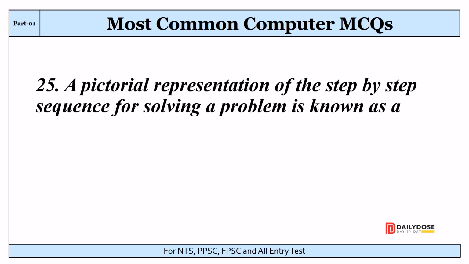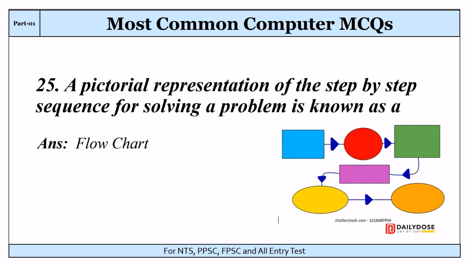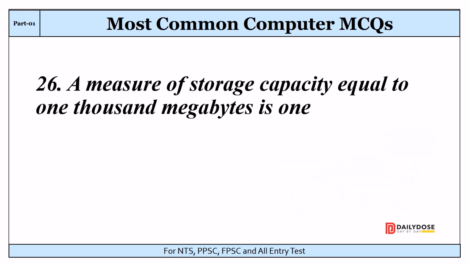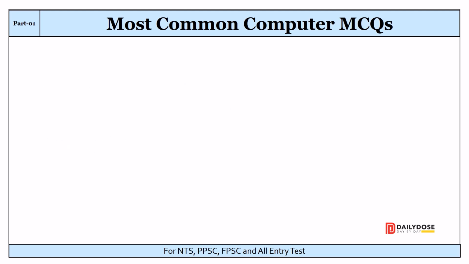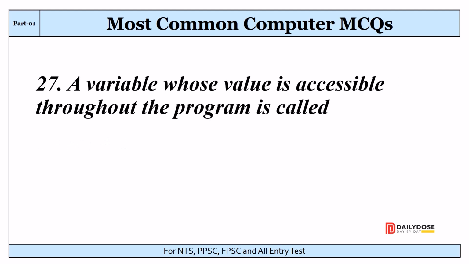A pictorial representation of the step-by-step sequence for solving a program is known as a flowchart. A measure of storage capacity equal to 1000 megabytes is 1 gigabyte. A variable whose value is accessible throughout the program is called a global variable.